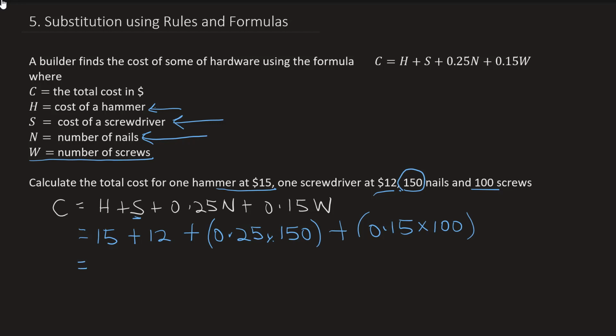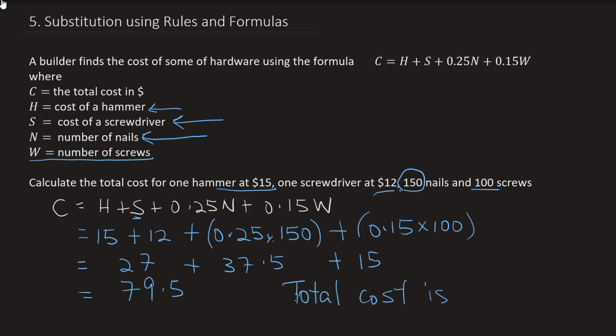15 and 12 is 27, plus 0.25 times 150 is 37.5, plus 0.15 times 100 is 15. And when I add it all together, I get 79.5. So the builder's total cost for all the hardware is $79.50.